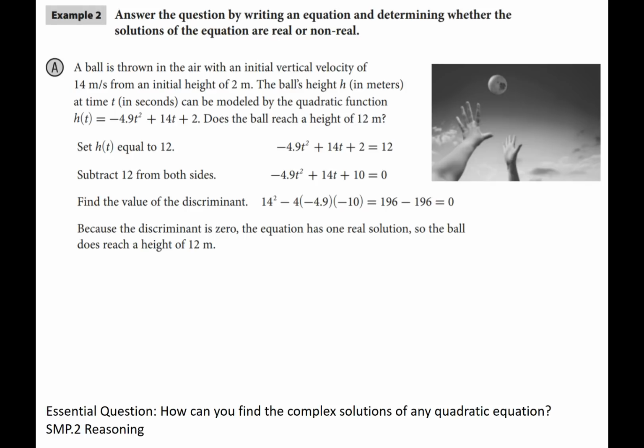So a ball is thrown in the air with an initial velocity of 14 meters per second from an initial height of 2 meters. The ball's height, h in meters, at time t in seconds can be modeled by the quadratic function. So they gave it to us. Does the ball reach a height of 12 meters?